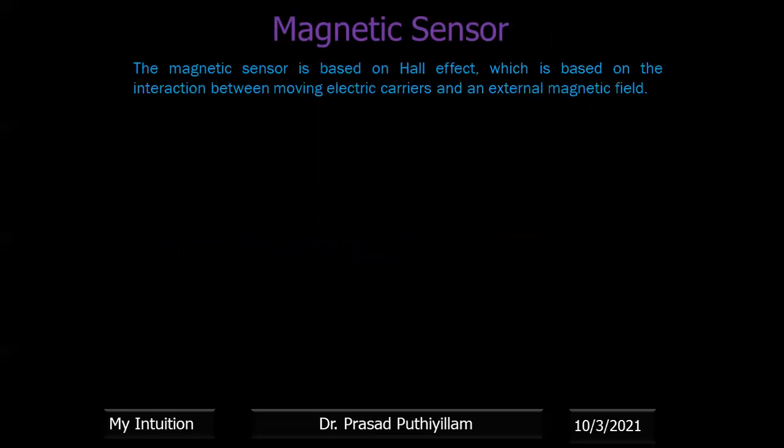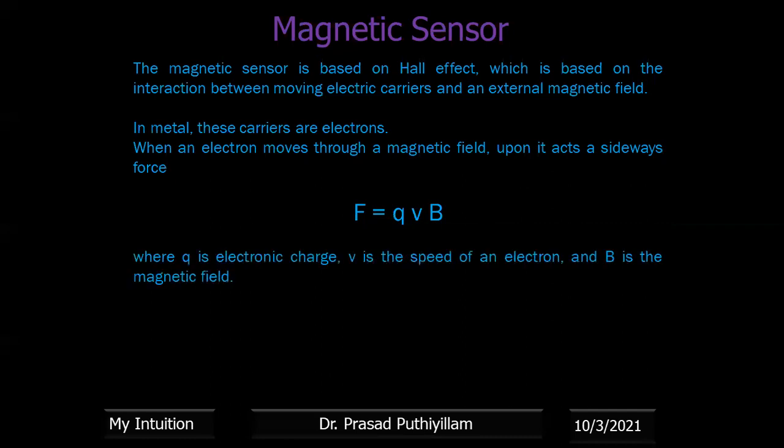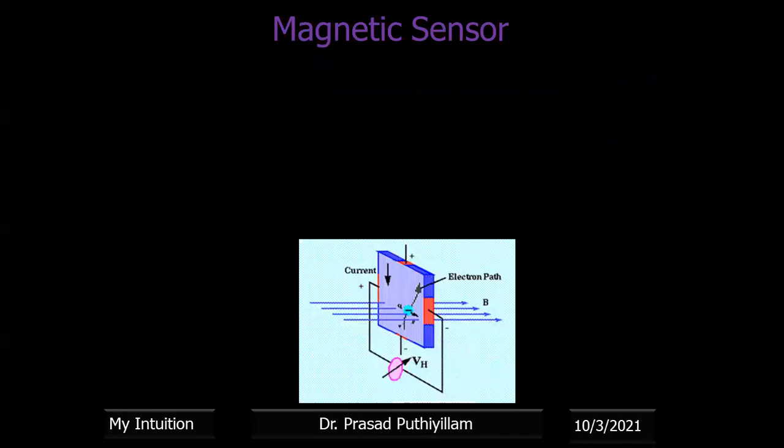Now, magnetic sensors mainly depend upon the Hall effect, which is based on the interaction between moving electric carriers and an external magnetic field. When a metal in which the charge carriers are electrons moves through a magnetic field, the electrons feel a sidewise force. That force is calculated as F = Q × V × B. Q is electronic charge, V is the speed of an electron, B is the magnetic field.